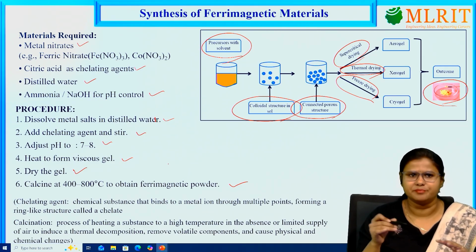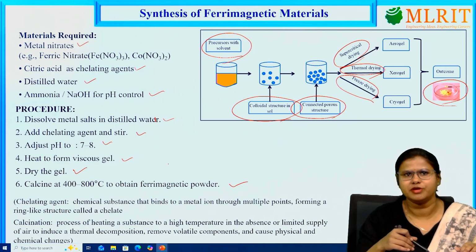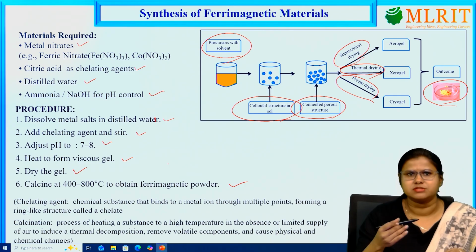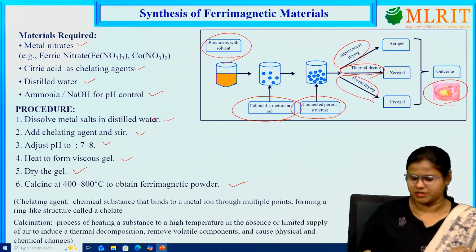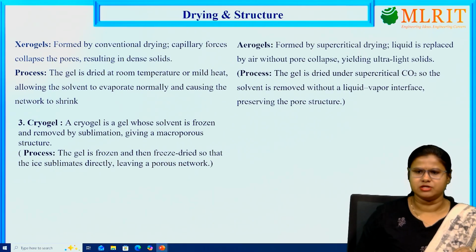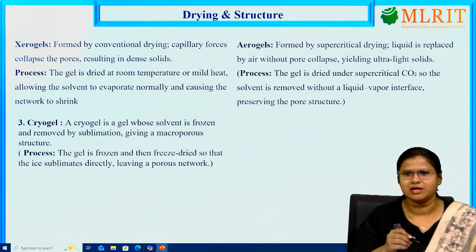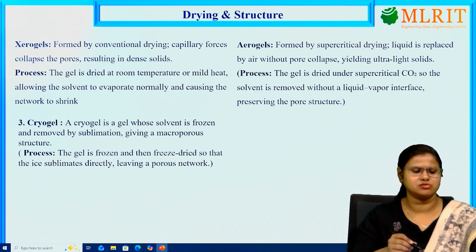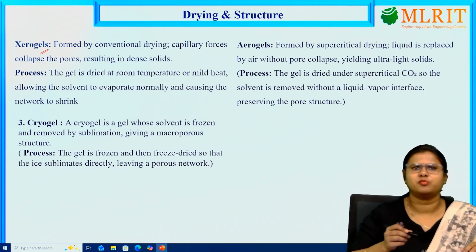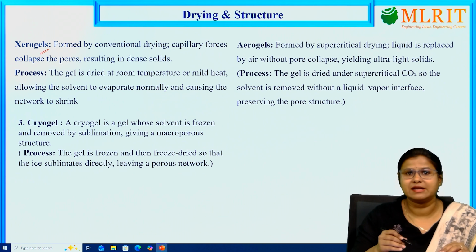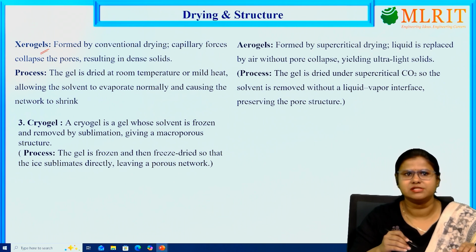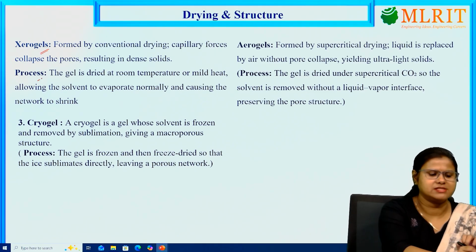So this is the method or procedure we are following to synthesize the ferromagnetic material through the sol gel method. I have told about three methods of drying where we are getting xerogel, aerogel and cryogel. So what are these things? The xerogel is formed by conventional drying, where capillary forces collapse the pores, resulting in a dense solid.